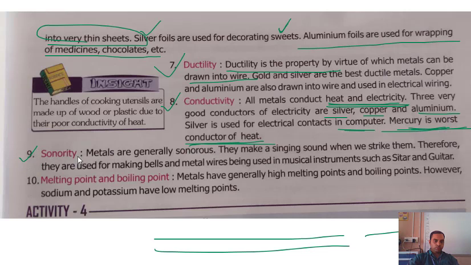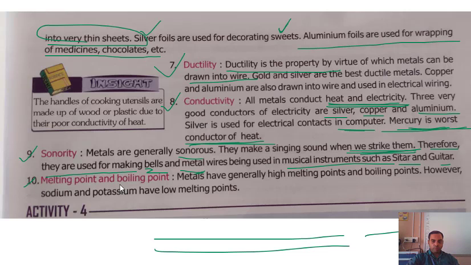Then sonority means the production of sound. Metals are generally sonorous. They make a ringing sound when we strike them. In a school bell, we use metals. Therefore, they are used for making bells. Metal wires are used in musical instruments such as the sitar and guitar. Here, metal wires are used. It produces sound with the help of these wires.